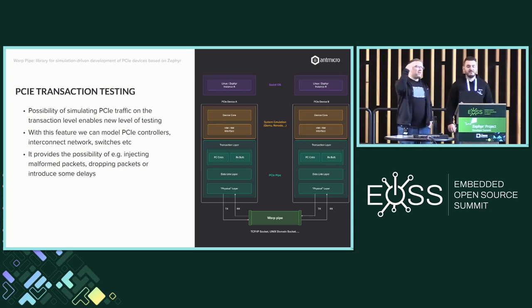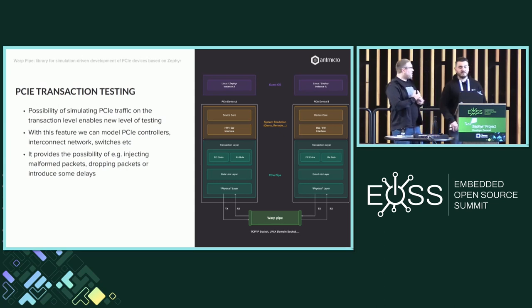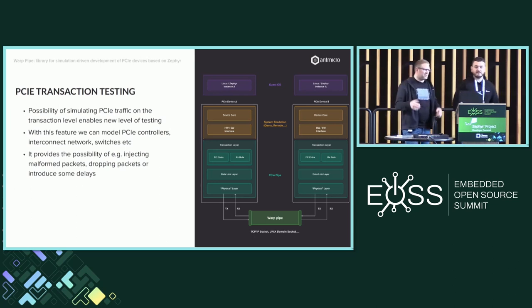So we have the physical layer, we have a data link layer, and so on and so forth. Warpipe just sits in the middle. We're basically emulating things from the application layer all the way down. And what we're doing is DLLP representation and TLP representation. So that's data link layer and transaction layer.